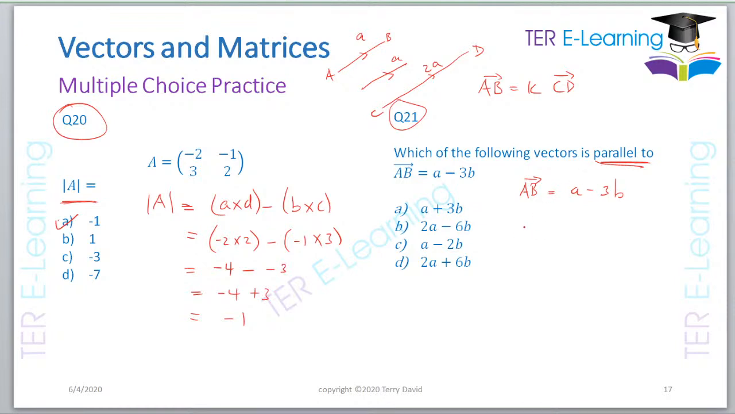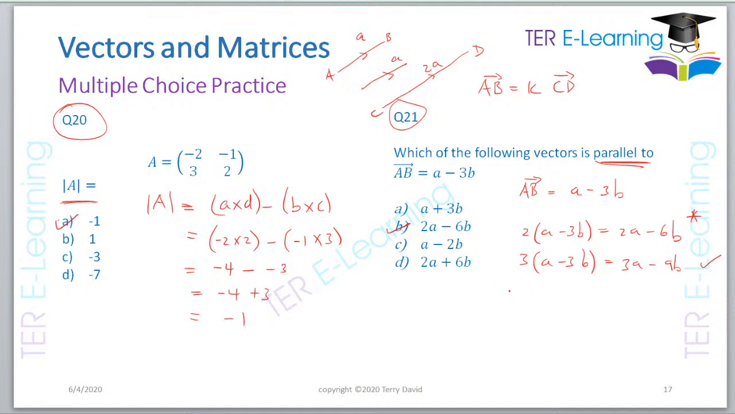So let's say I multiply A minus 3B by 2, then the vector here will be 2A minus 6B. This here is a vector that is parallel. So you could see that the answer is B. I could also give you another vector that is parallel. A minus 3B, let's say I just multiply by 3. You're going to get 3A minus 9B. This is also another vector that is parallel.